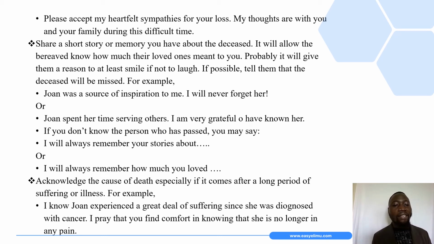Or if you don't know the person who has passed away, you may say, I will always remember your stories about so and so. Or you can say, I will always remember how much you loved so and so. That is to those who do not know the person who has passed or died.